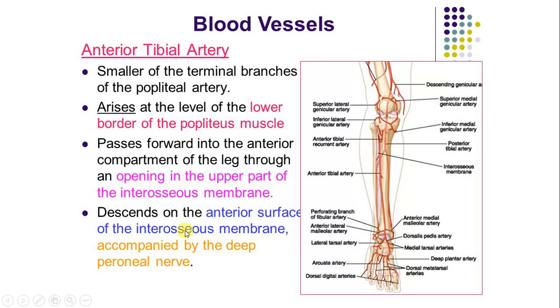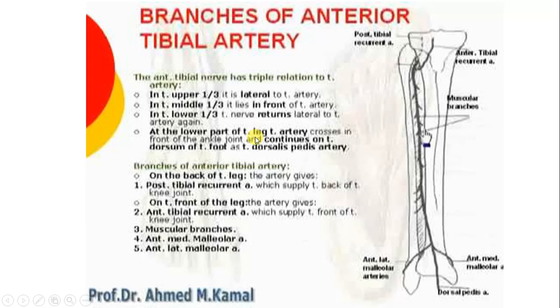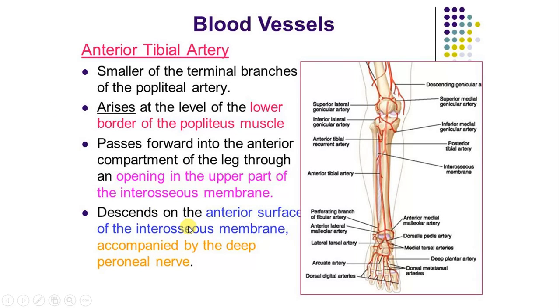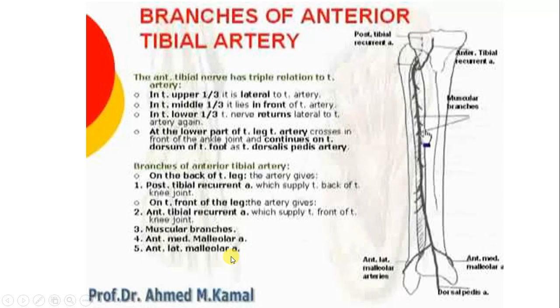Here is the point: this deep peroneal nerve has a very important relation with the anterior tibial artery. As the anterior tibial artery runs down on the anterior surface of the interosseous membrane, it lies deep under the muscles of the anterior compartment of the leg. As I mentioned in the previous slide, this artery is accompanied by the deep peroneal nerve, so its important relation with the nerve should be understood completely.